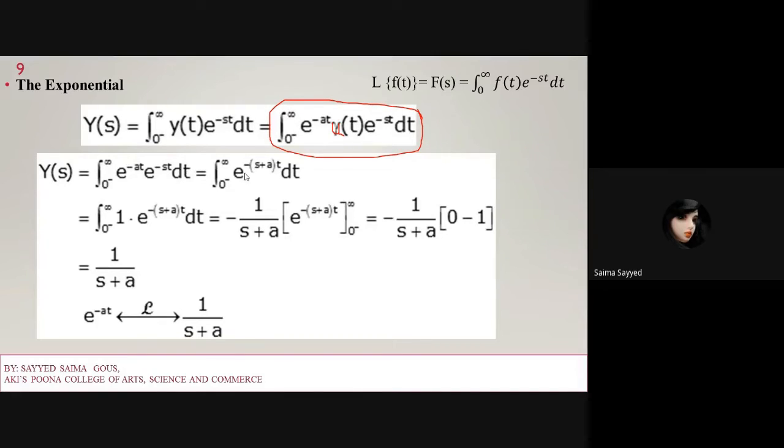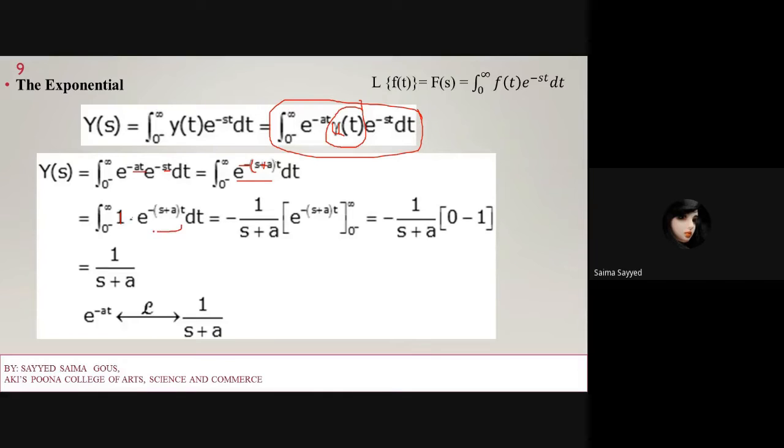Now see, it will become e raised to minus, and here we have at and st, so we take t common. It becomes s plus a. Now I am taking the minus sign outside the bracket, so it will become e raised to minus s plus a into t. Then what is u of t? We know that u of t is nothing but 1, so I am writing 1 into e raised to minus s plus a into t dt.